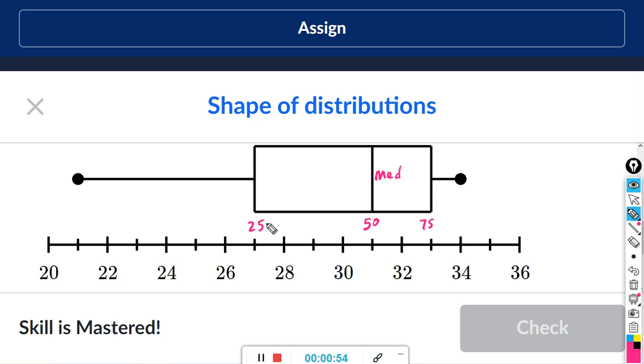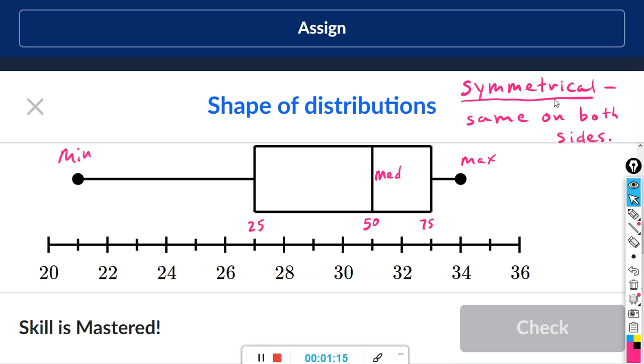Now, do you really need to know that? Well, probably not, okay? This point right here is the maximum, and this point right here is the minimum, okay? So we can see it is not symmetrical, okay? Symmetrical means it's the same on both sides. Okay, so symmetrical is the same on both sides. That just means it's balanced. We can clearly see this is not balanced, okay?